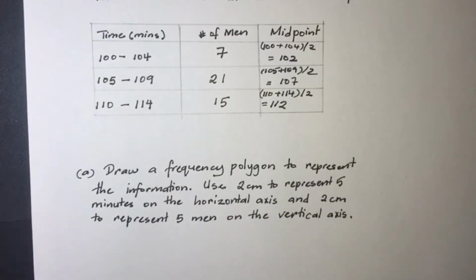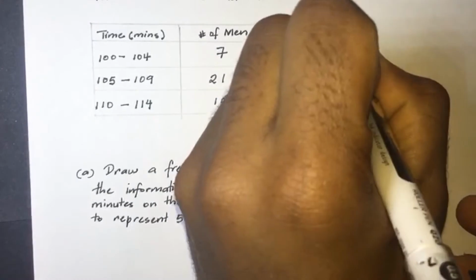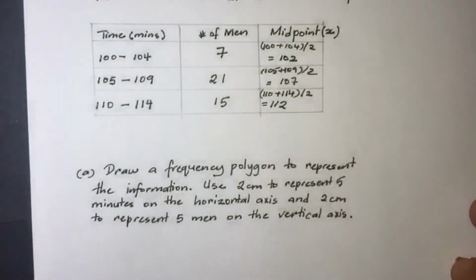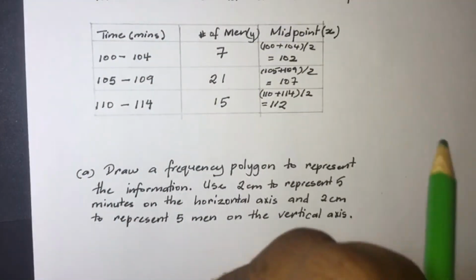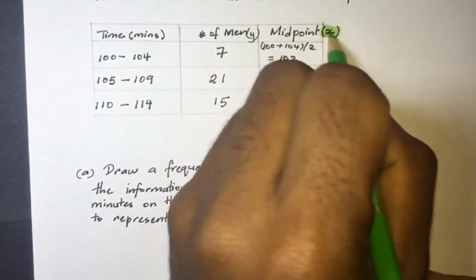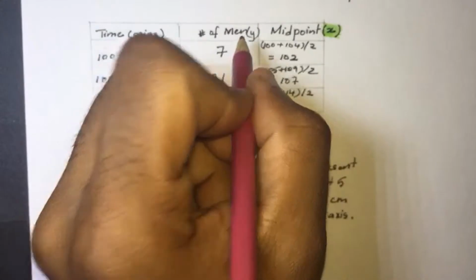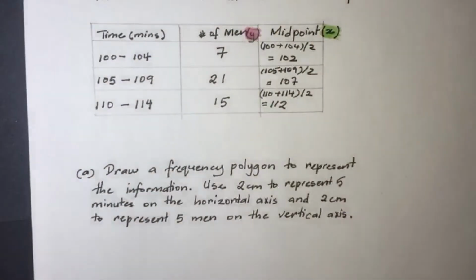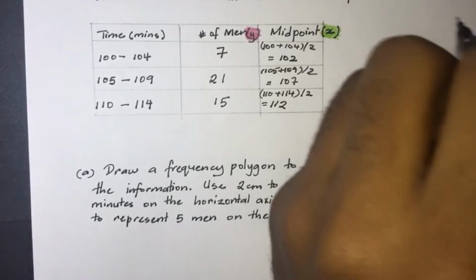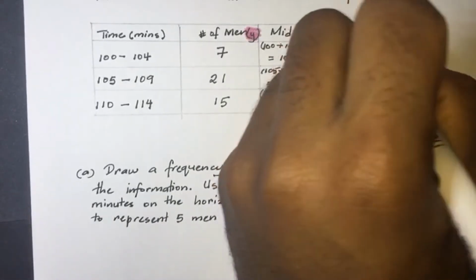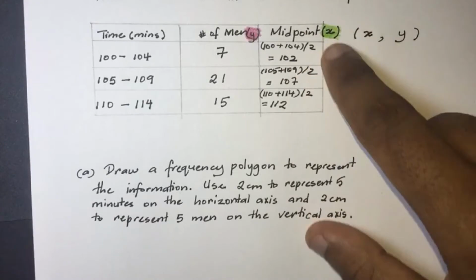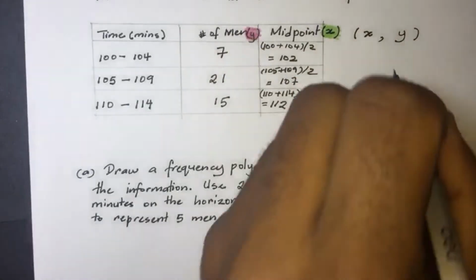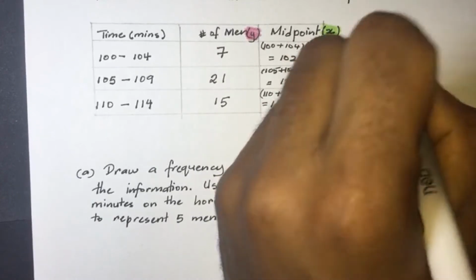Now on our graph where we're going to draw our frequency polygon, remember we need two things: our midpoint, which is our x value, and our frequency, which is our y value. So my midpoint is my x value, and my frequency is my y value. Now I need to write them together, x and y. So my first coordinate for the point I would plot is x first and then y. So I would have 102 along with 7.